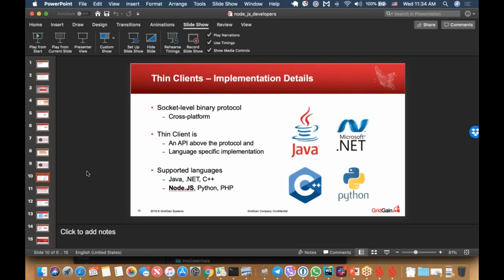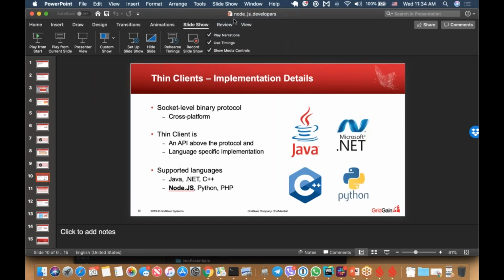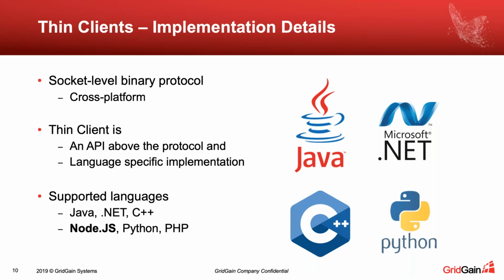Now going back to the details, right? I promised to share some of the implementation details for those who are curious about how things work under the hood. So first of all, the Node.js client is one of our so-called thin clients. All of the thin clients, or lightweight clients, are based on our socket level binary protocol. Socket level, just TCP/IP sockets, and that protocol is cross-platform.